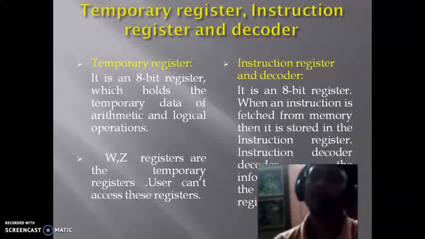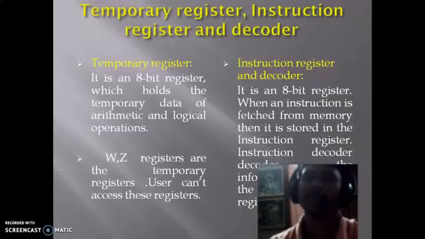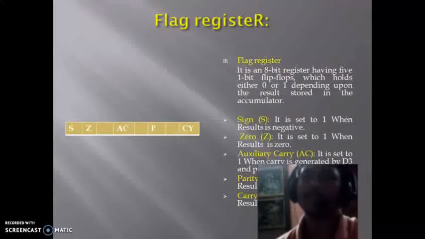When the microprocessor wants to perform some task using some data, an address is sent to the address bus, and the data stored at that particular address comes through the data bus into the instruction register. This 8-bit data is decoded by the instruction decoder. The function of the instruction decoder is to decode the information so that the microprocessor can understand what it has to perform. Now these are the flag registers.